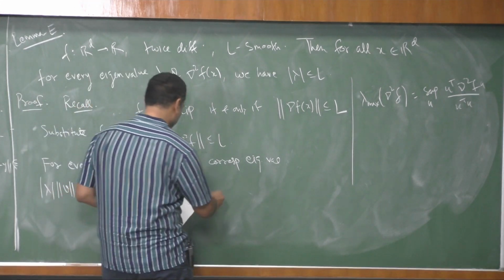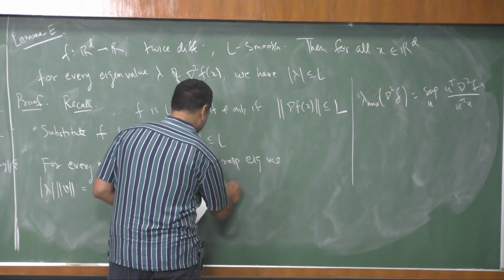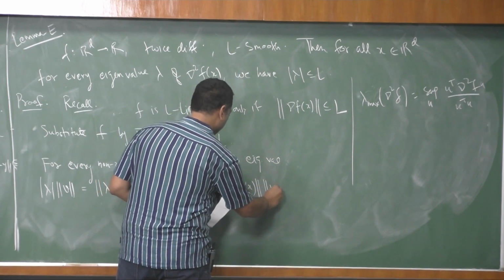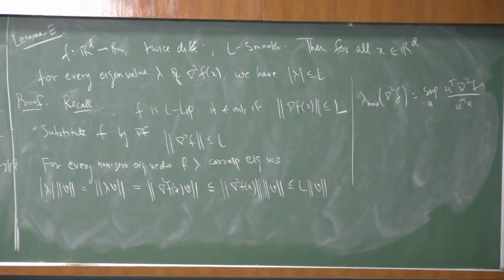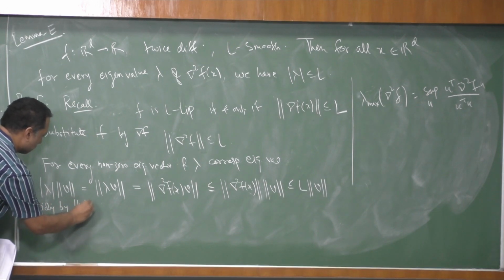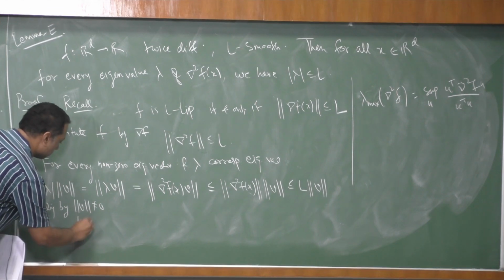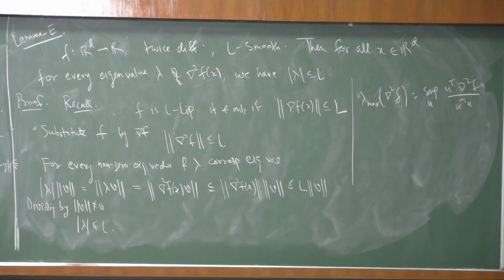Now this is less than or equal to the norm of grad square f(x) times the norm of v, since the norm of the product is less than or equal to the product of the norms. Grad square f(x) was bounded by L, so this is less than or equal to L times the norm of v. And v, being an eigenvector, is non-zero, so I can divide by its norm on both sides. So I have that the absolute value of lambda is less than or equal to L. So a function being L-smooth means that its eigenvalues are bounded by L, and these are the bounds we need.